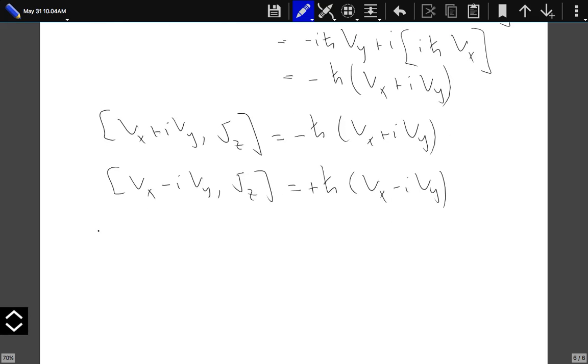Now most of the time we define these operators as V plus or minus. This is Vx plus or minus i Vy. And then, of course, Vz with Jz, the commutator is equal to 0.